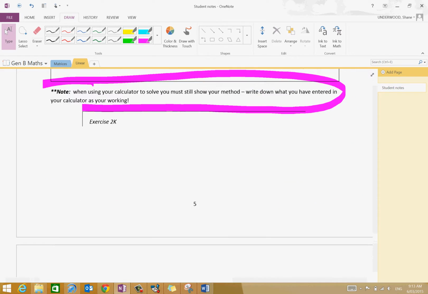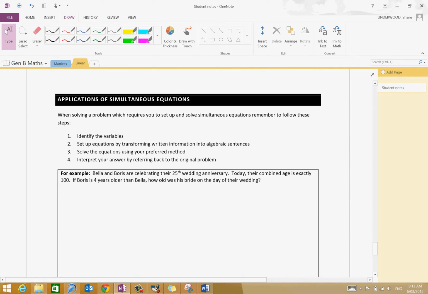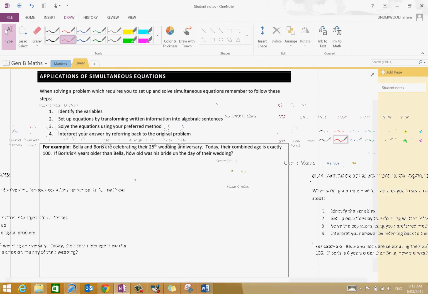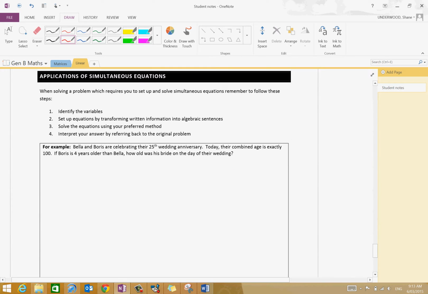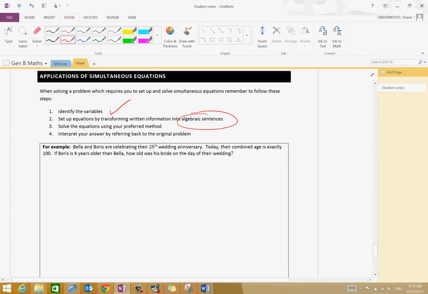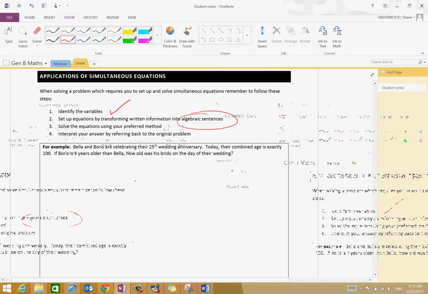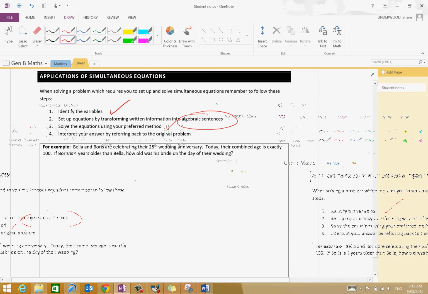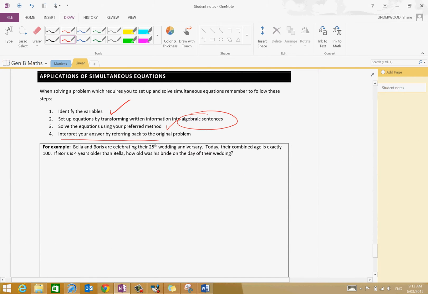All right, and finally, last but not least, is applications of simultaneous equations. We've discussed this again. We've always got to identify our variables. We've then got to set up the equations by transforming written information into algebraic sentences. It's about turning that English into maths. Then solving the equations either by substitution or elimination, or of course calculator, and you have to interpret the answer. We've been through this theory before, so I won't go over it again.